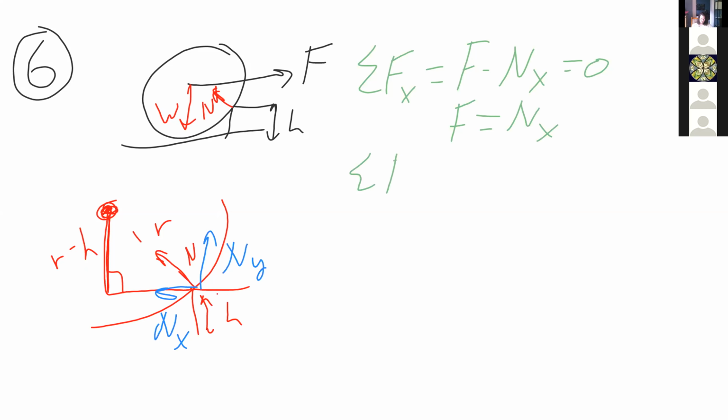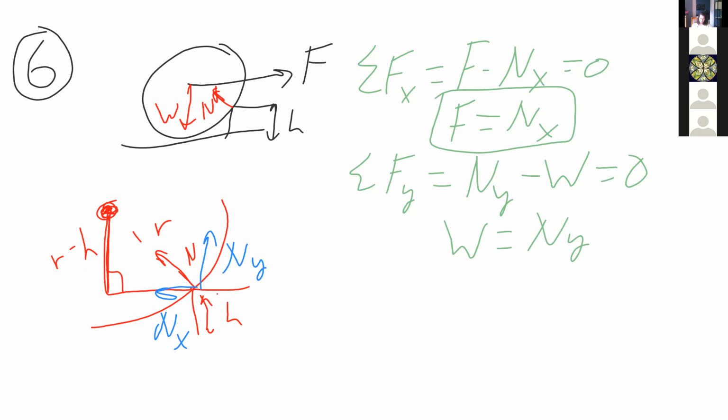When I sum the forces in the y direction, I have the y component of the normal force upward minus the weight downward, that's equal to 0. Or just in other words, the weight has to be equal to the y component of the normal force. So I know that these two things have to be true. And now ultimately I want to find the applied force, which means I'm going to need to relate the normal force back to sort of the geometry of this problem.